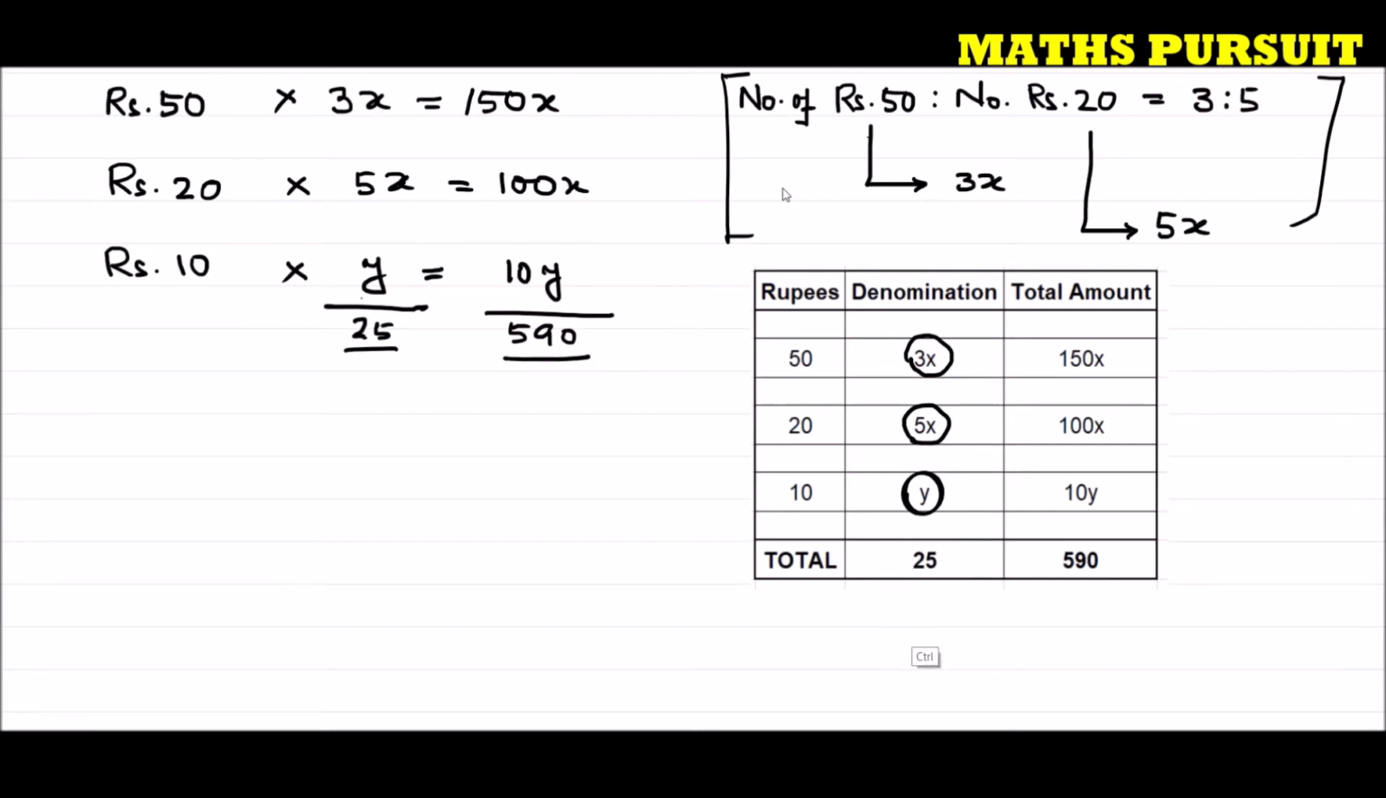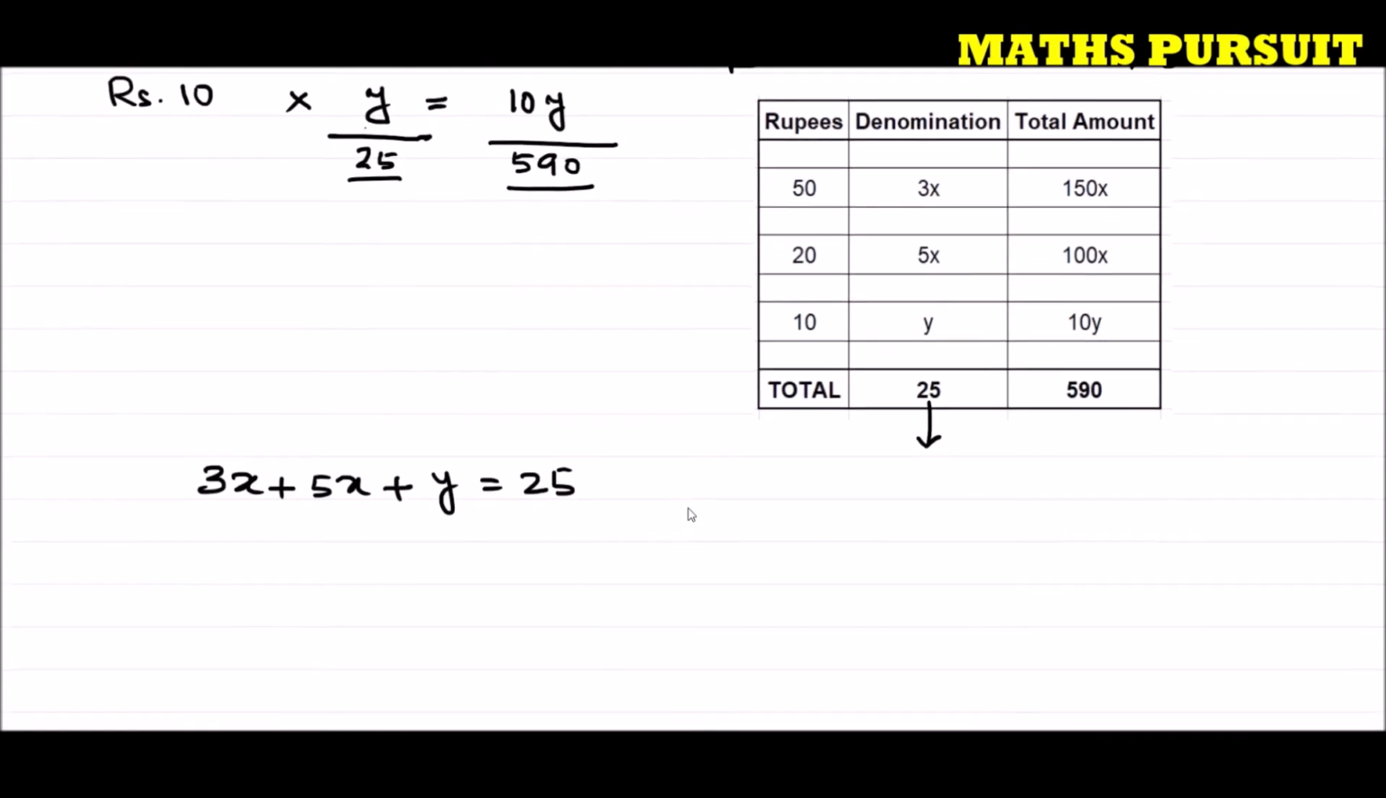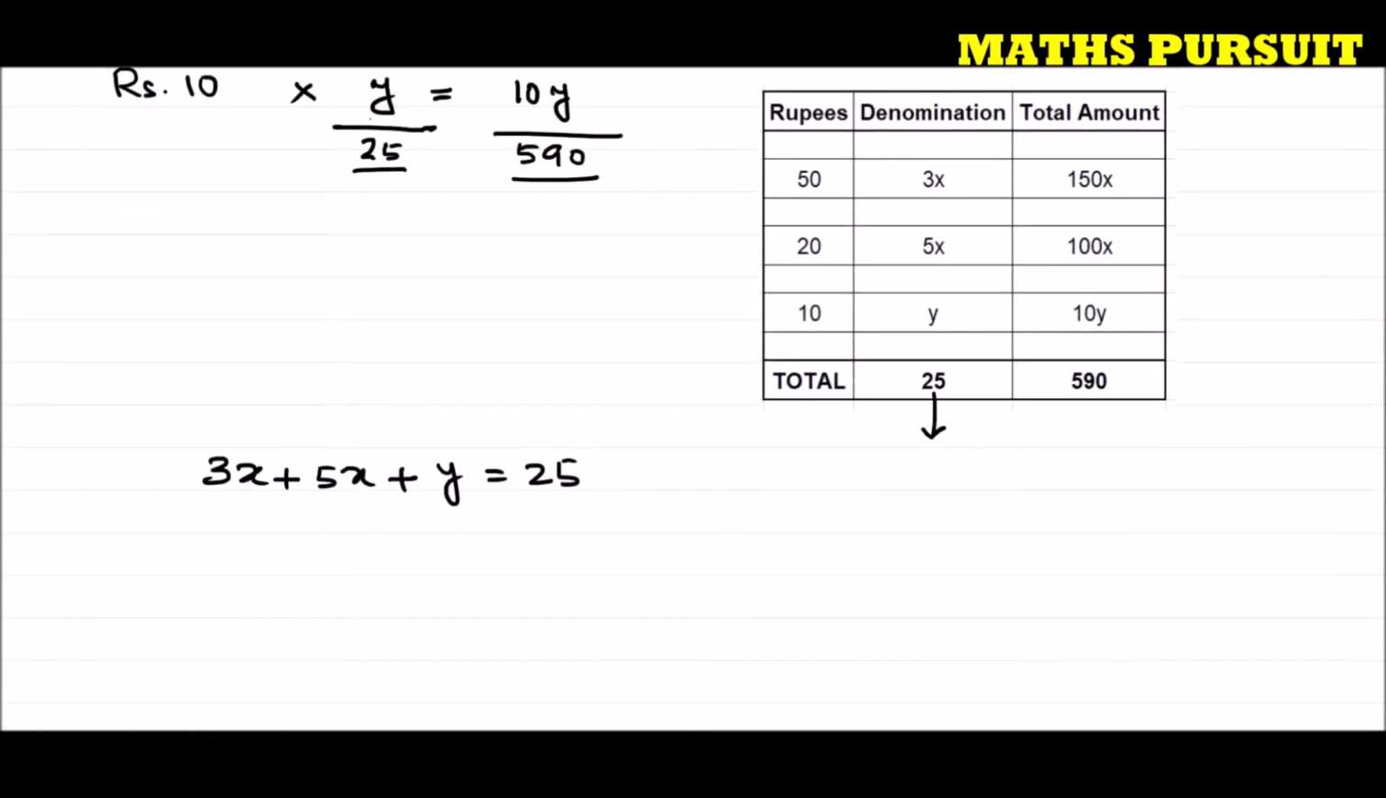Now, from the denomination column, let us frame one equation. What equation? We got 3x plus 5x plus y is equal to 25. This is what we got from the above table.